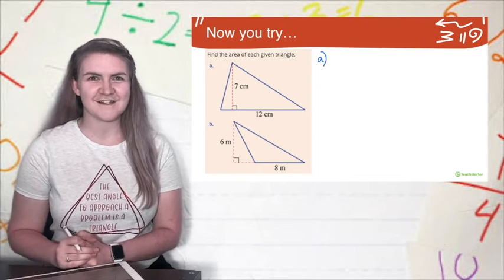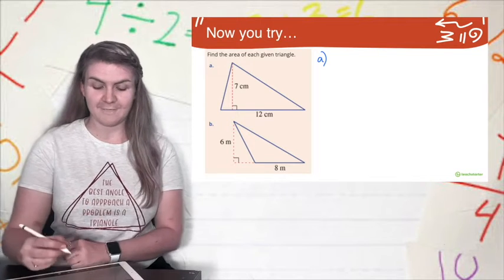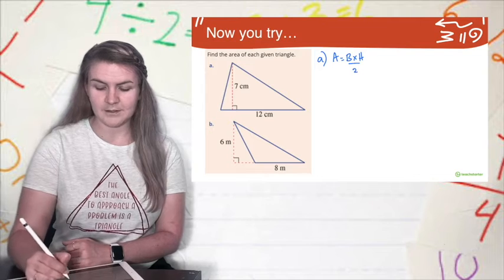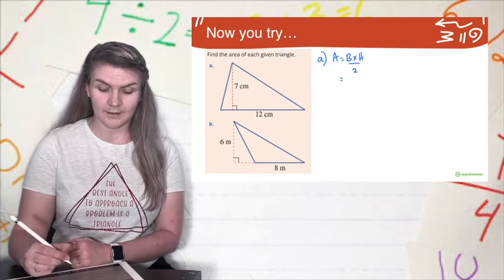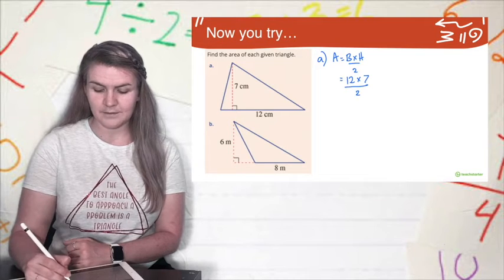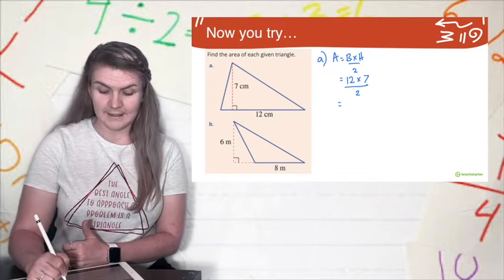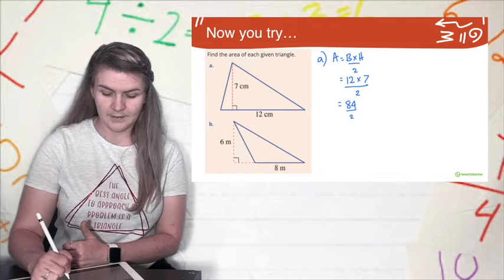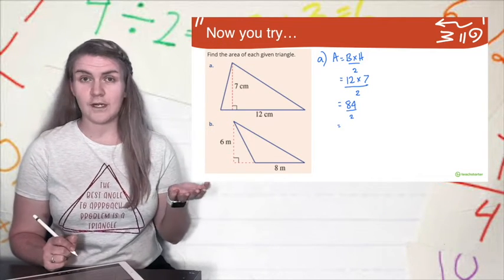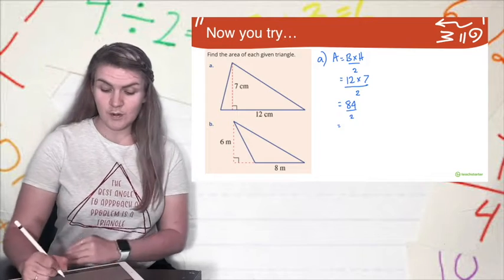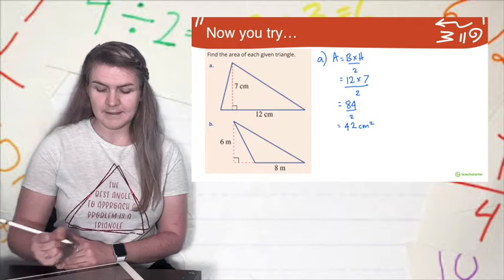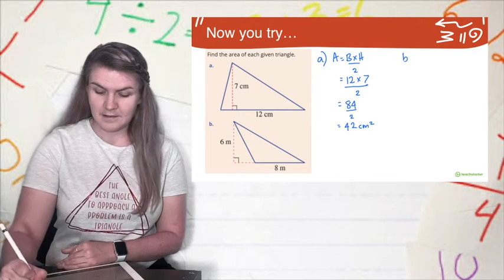Let's check your answers. First of all, let's write out our formula. Area equals base times height divided by 2. The base of this triangle is 12 and the height is 7 divided by 2. 12 times 7 is 84 divided by 2. 84 divided by 2. 80 divided by 2 is 40. 4 divided by 2 is 2, so it's going to be 42. And it's square centimeters.